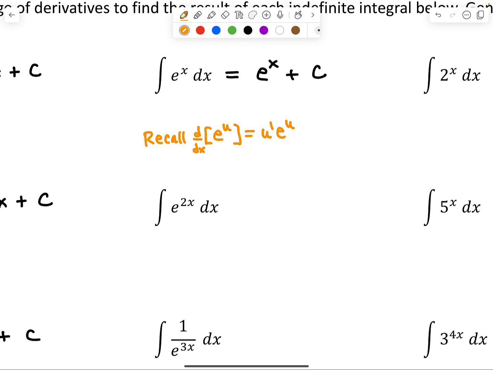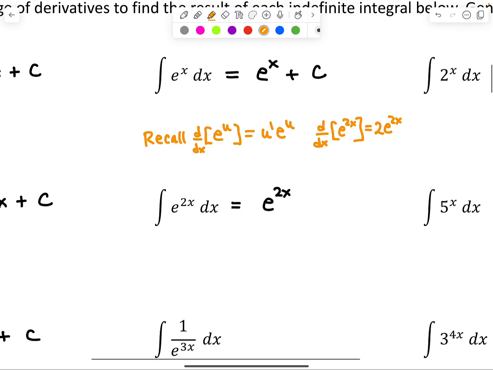So specifically, when you differentiate e to the 2x, we would get the derivative of 2x, which is 2, and then e to the 2x. So when we're integrating e to the 2x dx, I want a function whose derivative will just be e to the 2x. Well, if I put e to the 2x here and check it, the derivative of e to the 2x is 2e to the 2x. But there is no 2 coefficient here.